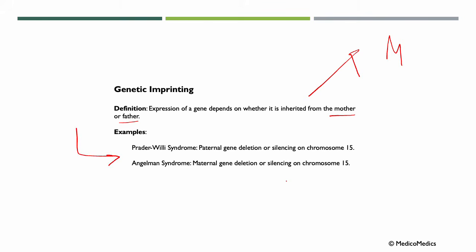Examples in humans could be Prader-Willi syndrome, where paternal genes on chromosome 15 are either deleted or silenced, and maternal copies are naturally imprinted, so turned off, leading to developmental issues like obesity and cognitive impairment, etc. We have Angelman syndrome, where maternal genes on chromosome 15 are deleted or silenced, so paternal copies are imprinted, leading to neurological and developmental disabilities, etc.